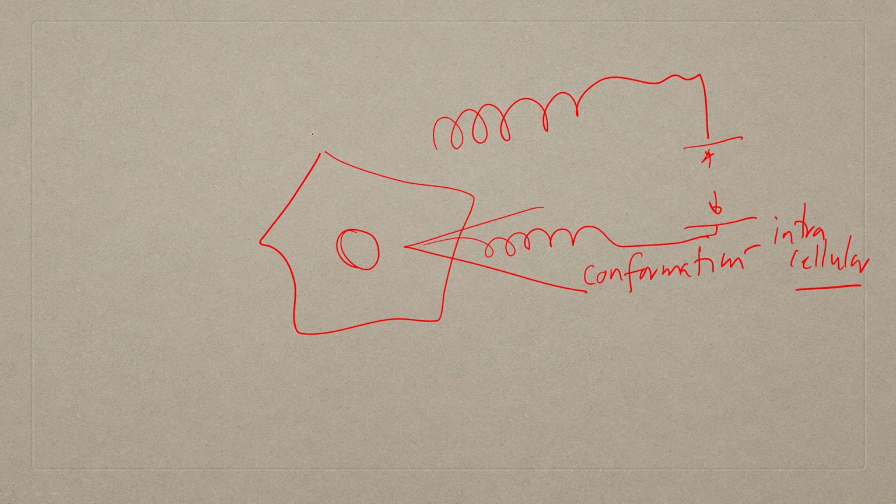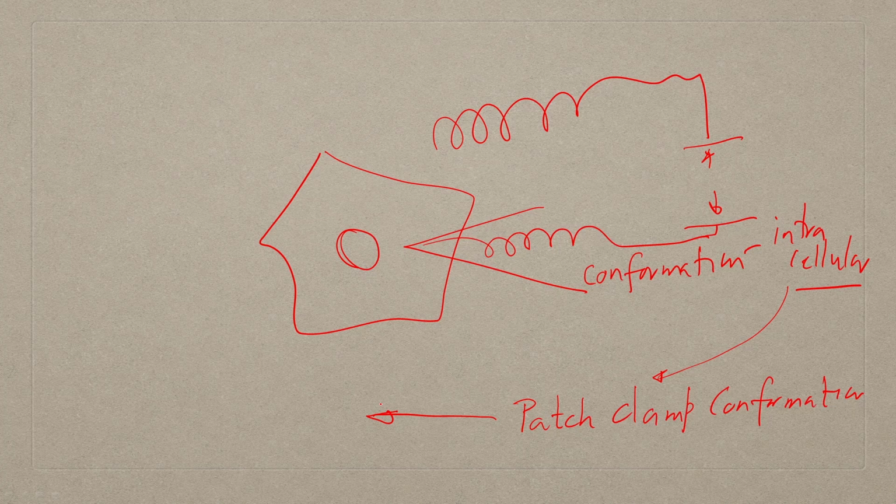The second conformation, a modification and further improvisation of this conformation, which also falls under the intracellular, is the patch clamp conformations. In the next class, we will talk a little bit about patch clamp conformation, followed by the other conformation of the same time, which prior to patch clamp was the extracellular conformation.